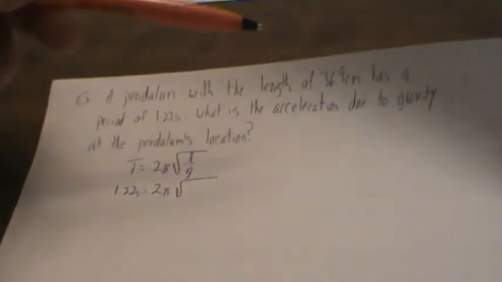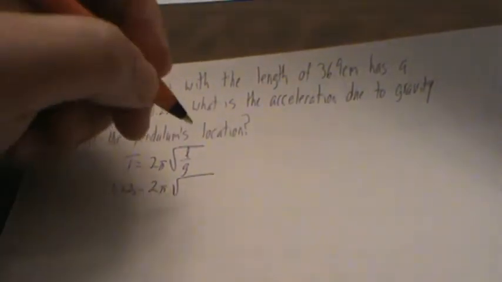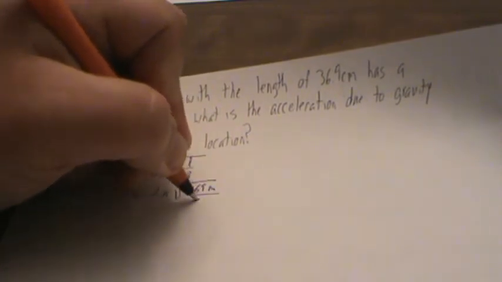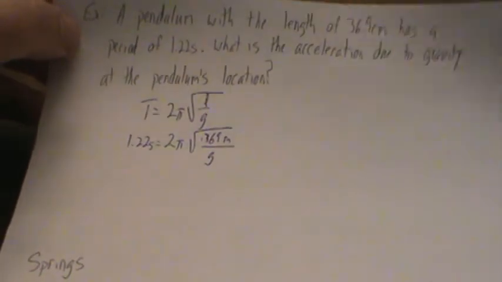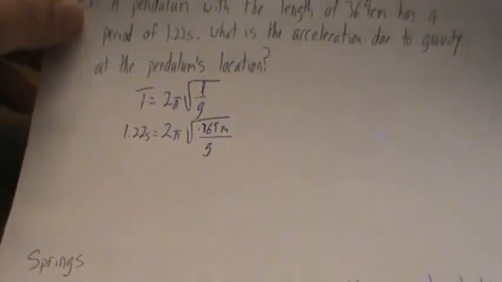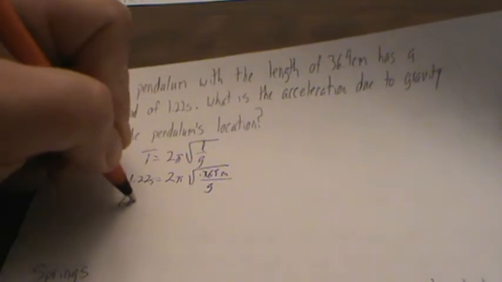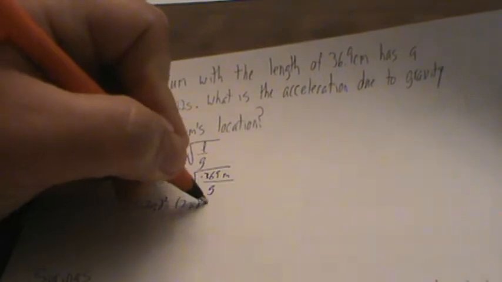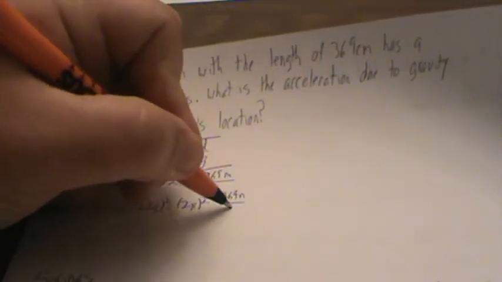Now L, the length, is given to us in centimeters, but we need to convert this to meters. So 36.9 centimeters to meters would be 0.369 meters over g, because that's our unknown. We need to solve for g, and what I would do first is get rid of that square root. The way we're going to do that is square both sides. So 1.22 seconds squared is equal to 2 pi squared times 0.369 meters over g.